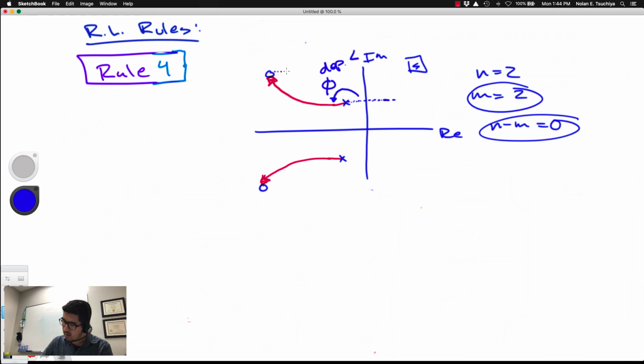Then there's also something called the arrival angle, which is the angle also measured from a positive real that the branch terminates at the zero. Okay, so that is usually referred to as psi, and is called an arrival angle. All Rule 4 does is to allow you to mathematically compute departure and arrival angles for the given root locus at hand.